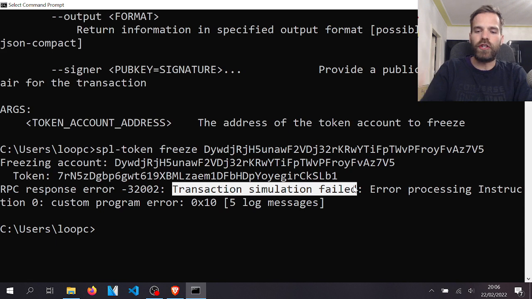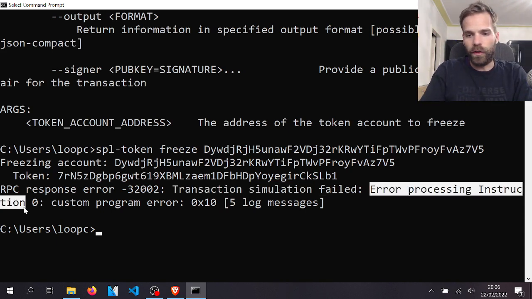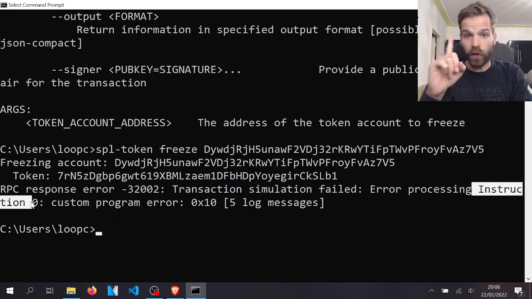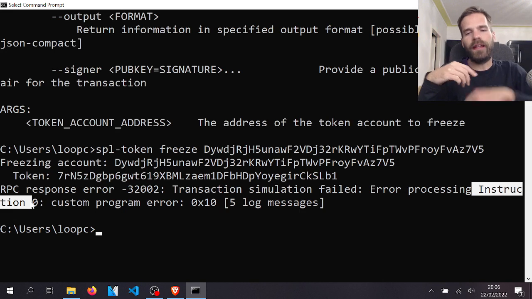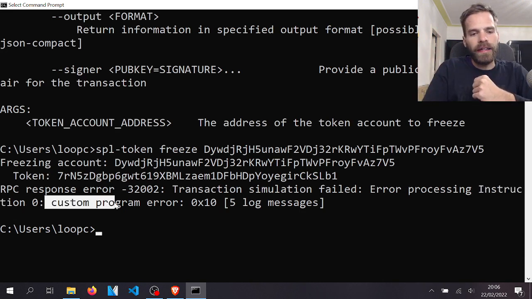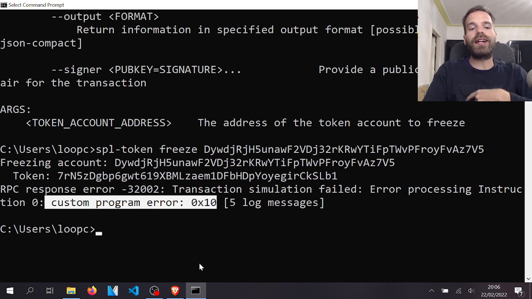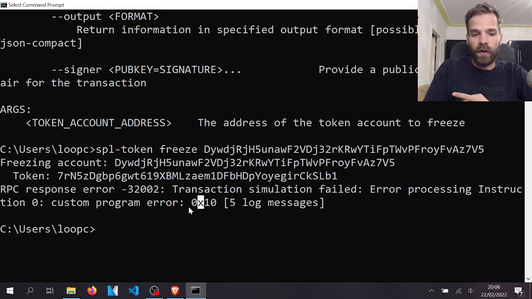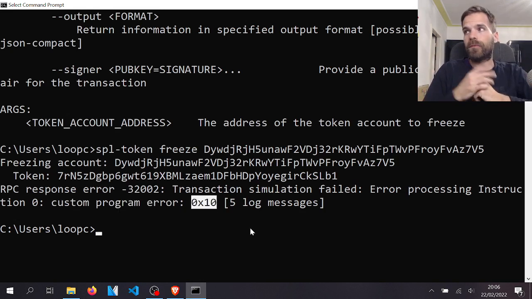The simulation already failed. And the simulation failed, giving us the following error: processing instruction 0. So the first instruction that we sent, and our freeze command only consisted of one instruction, and it has the following custom program error. So the program that we were calling, the token program, caused the error 0x10. So the 10th error was caused.